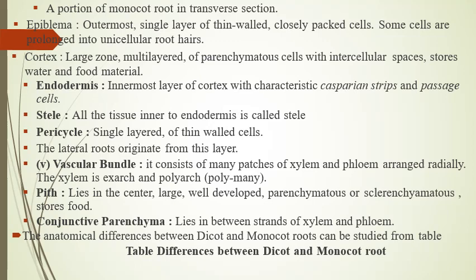Stele: all the tissue inner to endodermis is called stele. Pericycle: a single layer of thin walled cells. The lateral roots originate from this layer. Vascular bundles: they consist of many patches of xylem and phloem arranged radially. The xylem is exarch and polyarch. Pith lies in the center, large and well developed, parenchymatous or sclerenchymatous, storing food. Conjunctive parenchyma lies in between strands of xylem and phloem.